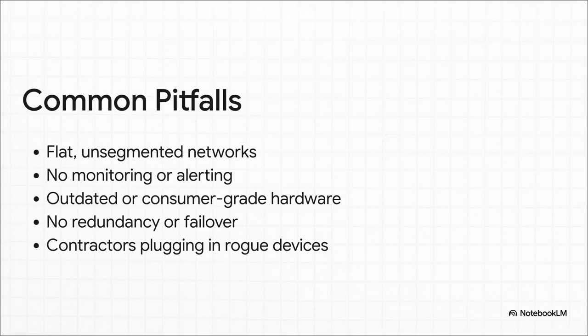Okay, let's see if any of these sound familiar. These are the classic signs of an accidental network. You've got a flat, unsegmented network. What does that mean? It means your critical production machines are on the same network as the guest Wi-Fi and your front office computers. Yikes. Then there's no monitoring or alerts, so you only find out something's broken when it's already broken. You see outdated, or even worse, consumer-grade hardware that you could buy at a big box store. No redundancy, so if one thing fails, the whole thing goes down. And my personal favorite, we've all seen this. A contractor comes in, plugs in some rogue device, and boom, a whole production line just stops.